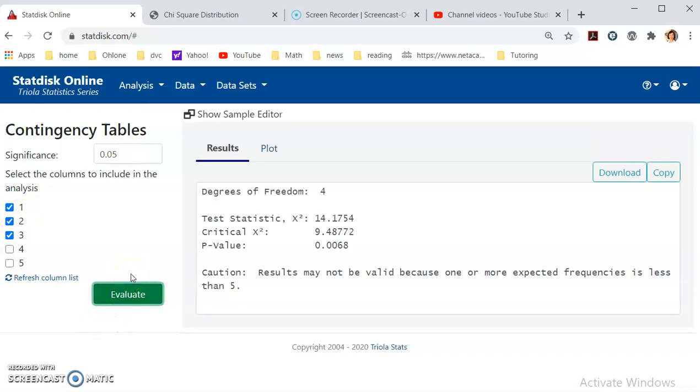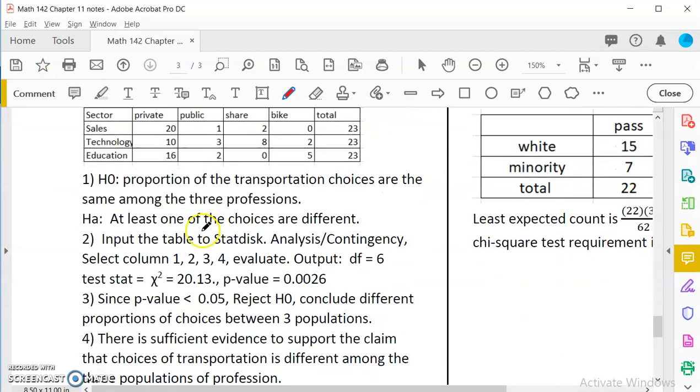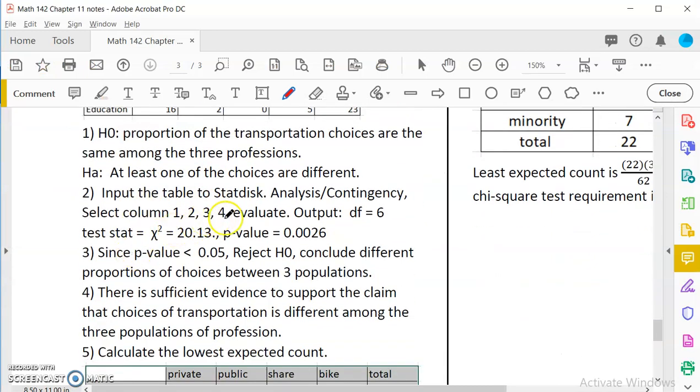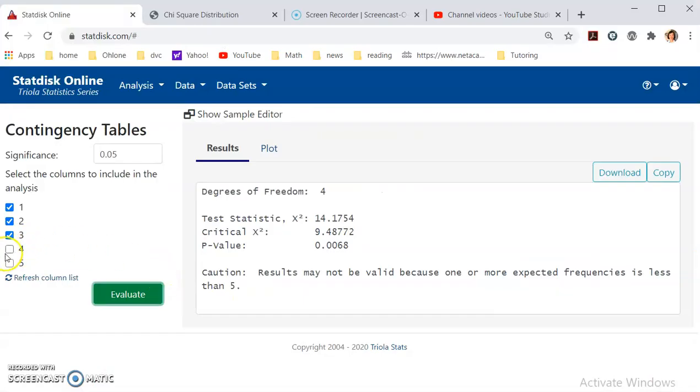The degree of freedom is 4. Test statistic chi-square is 14.17, and then the p-value is 0.0068. Okay, so I record it here. 1, 2, 3, 4. Right? Did I do 1, 2, 3, 4? Oh my gosh, I forgot. I should redo it again. That's wrong. That's why the degree of freedom is 6, because it should be 3 times.